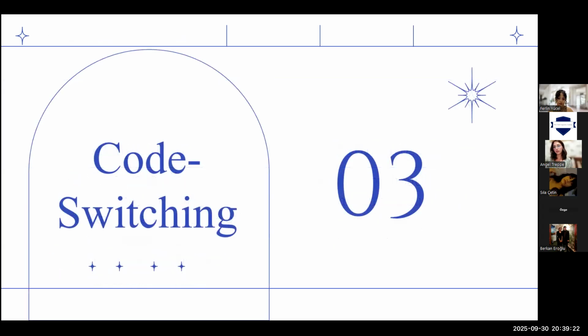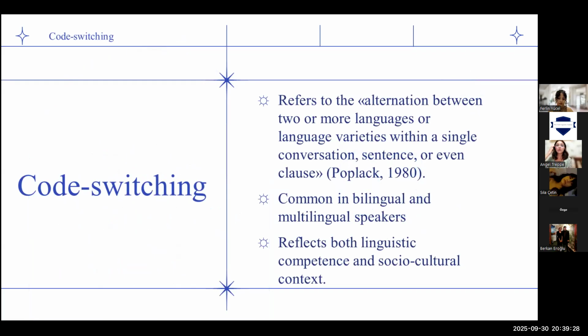And now I will explain what code switching is, since it's a really crucial part of multilingualism and bilingualism. So according to Poplack, code switching refers to alternation between two or more languages or language varieties within a single conversation, sentence, or even a clause. And a beautiful example for this is maybe when you're talking to your friends and you start the sentence with Turkish and you end it with English because it makes maybe more sense, or you cannot find the words you're looking for. Code switching is really common for bilingual and multilingual speakers.